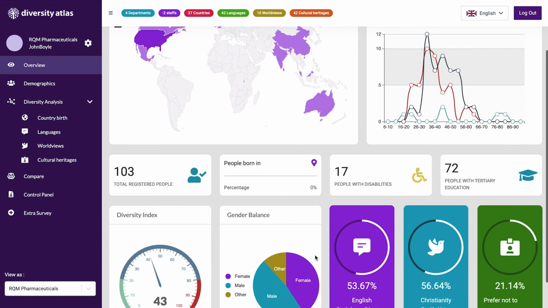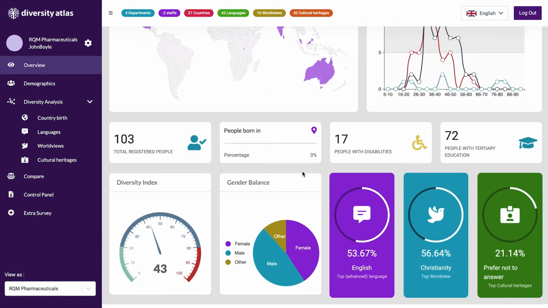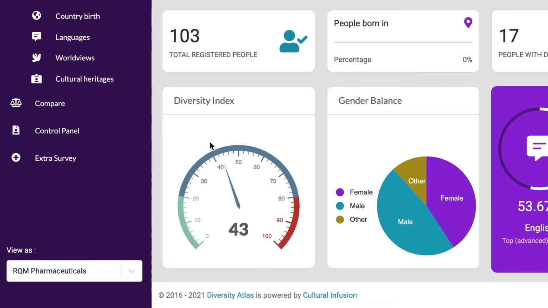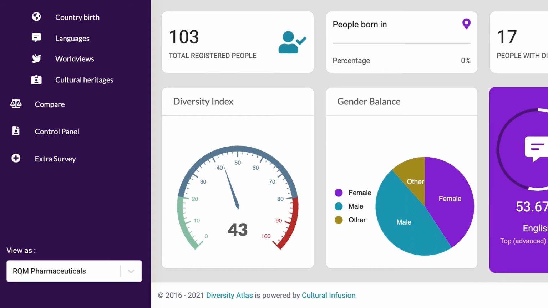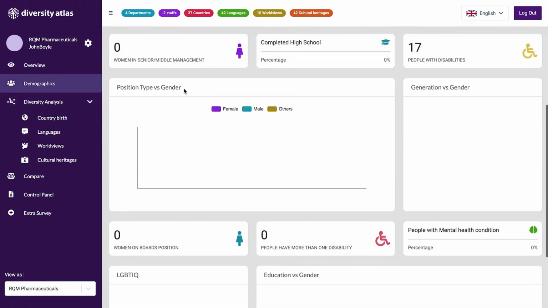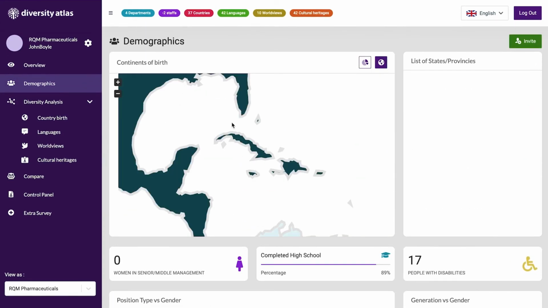We can also see some key facts around the number of people that have disabilities, where they were educated, what type of education, and our first overall diversity index, which gives us a way of creating a benchmark about the variety and distribution of their overall cultural diversity. And this is our unique intellectual property to create these indexes as an overview and for each of the individual pillars. The demographic dashboard gives us a view of continents of birth, but also the number of male and females born in different states or provinces.